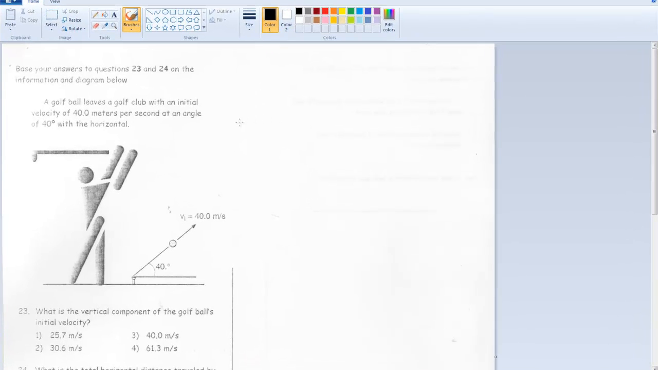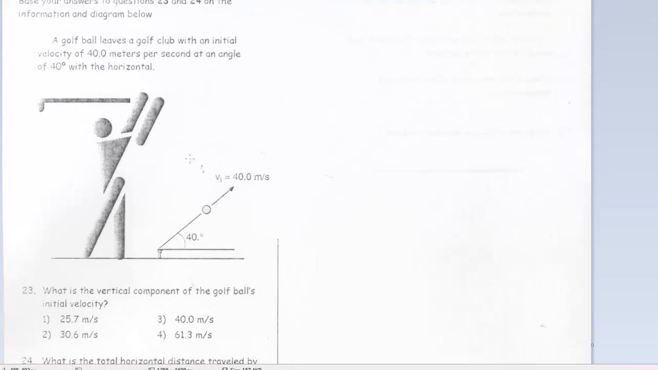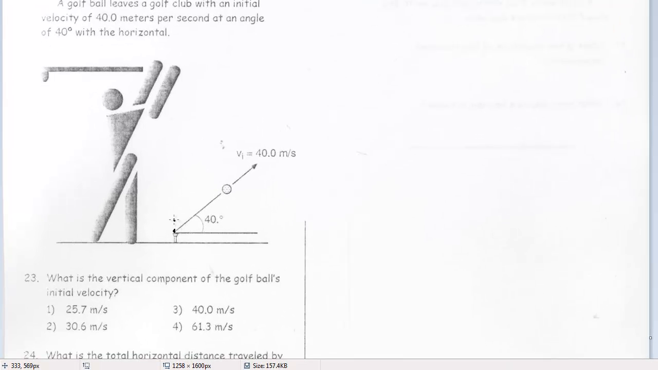All right, so the last couple questions. A golf ball leaves a club with an initial velocity of 40 meters per second, at an angle of 40 degrees. What is the vertical component of the golf ball's initial velocity? So, again, this is just the vertical component. We know that the vertical component, AY, equals A sine of theta. So we're just going to plug in A, which was 40, sine of 40 degrees.